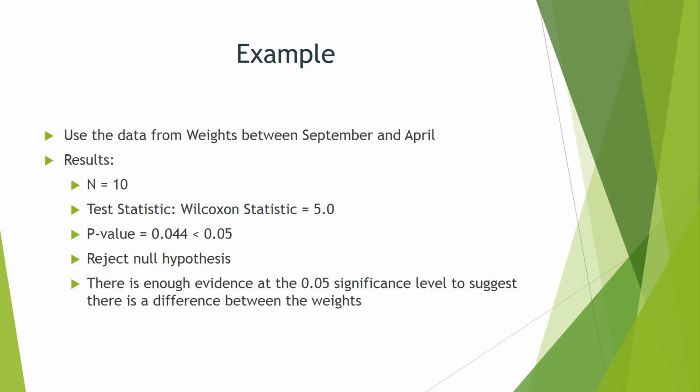So for example, let's go back and do the same example we did a minute ago with the September and April weights. But this time, let's do the Wilcoxon signed rank test, the one sample Wilcoxon, which now gives us a test statistic of 5 and a p-value of 0.044, which is less than 0.05, which means we reject the null hypothesis. There is enough evidence at the 5% significance level to suggest there is a difference between the weights.